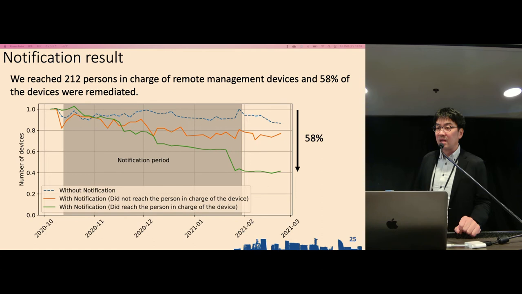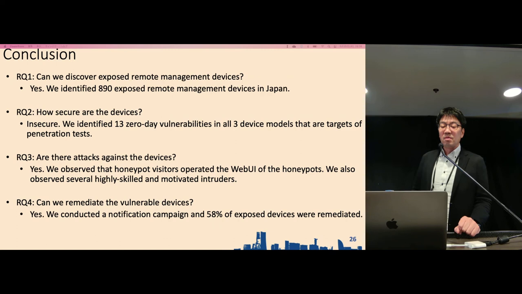In the last case, 58% of the devices were remediated. So I would like to conclude my presentation. First research question is, can we discover exposed remote management devices? The answer is yes. We identified 819 exposed remote management devices in Japan.